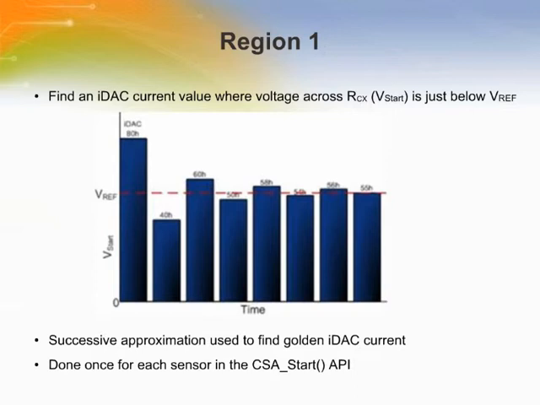We need to find an IDAC current source value that will allow the voltage on CMOD to settle at this value V start. The name CSA comes from the method used to find this golden IDAC current value, which is through successive approximation. This is done once for each sensor when the CSA sensing method is first started. At that point, the golden IDAC value is stored and reused on later scans. So at the end of region 1, the voltage across CMOD is at V start.